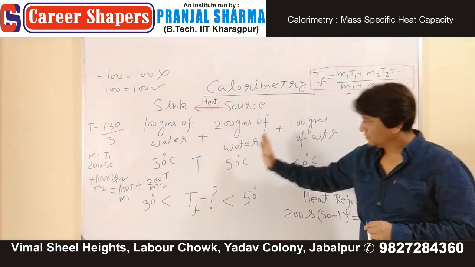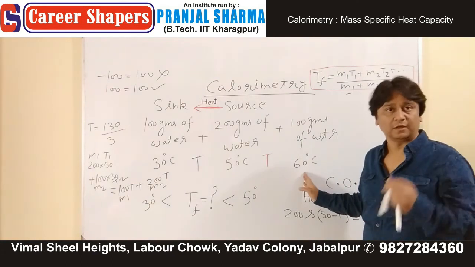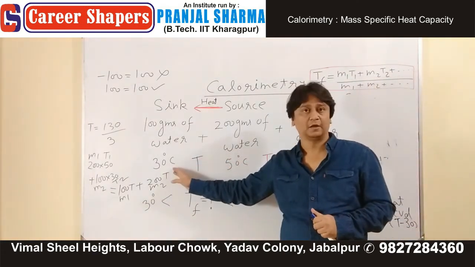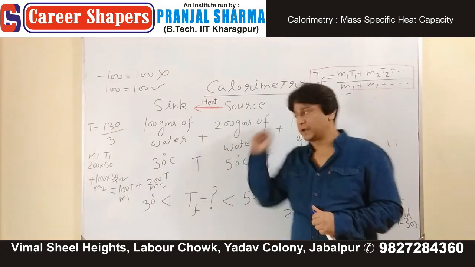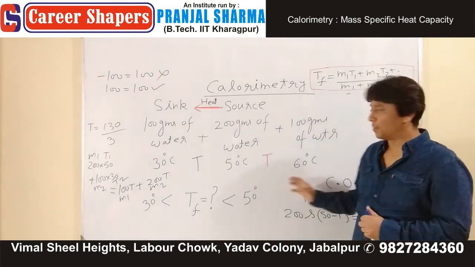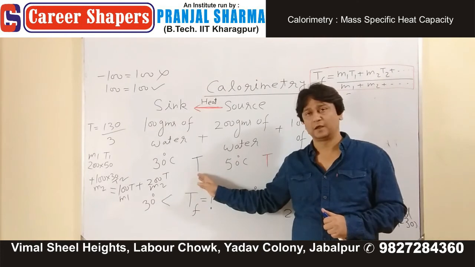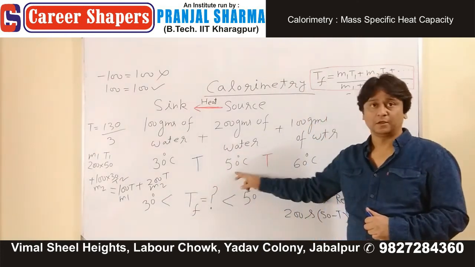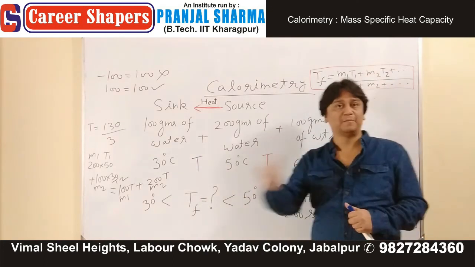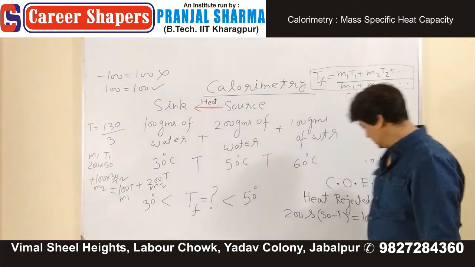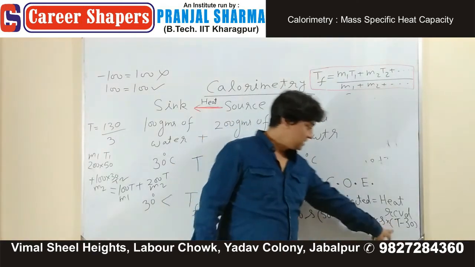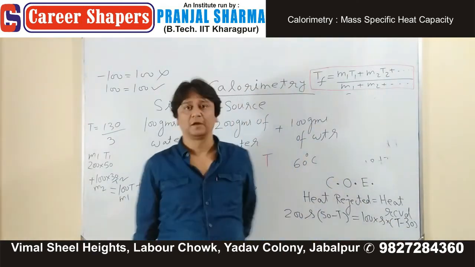then 50 and 60 are the source and 30 is what? Sink. So the problem is that if this is the source, then you will have to write 50 minus T. If this is the sink, then T minus 50. Higher minus lower. Remember like this. Higher, everywhere you see, is what? Higher minus lower type of thing.